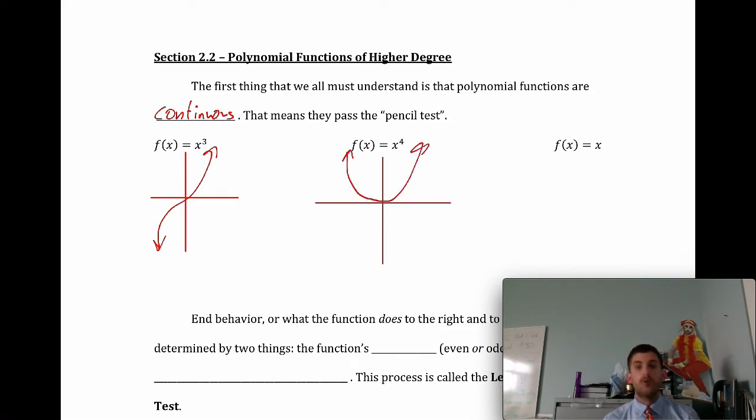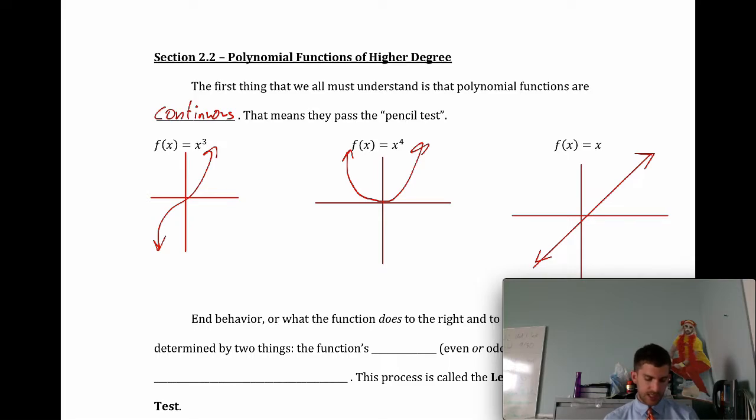Now, if you go for crazier quartic functions, it can look something more like a W shape, or it could open down, or what have you. Then there's good old f of x equals x, which is just a good old linear function. Now, let's talk about these a little bit more.